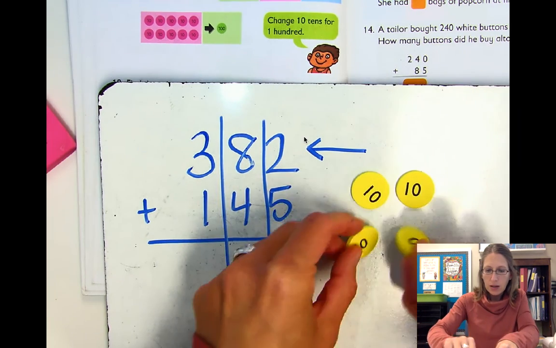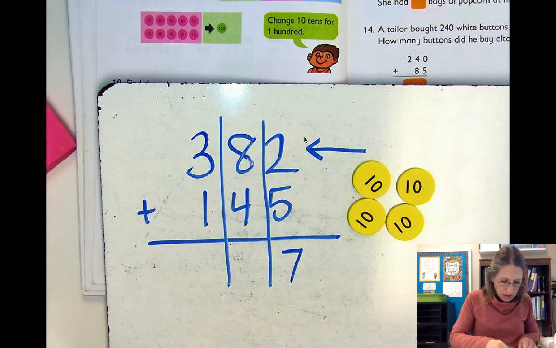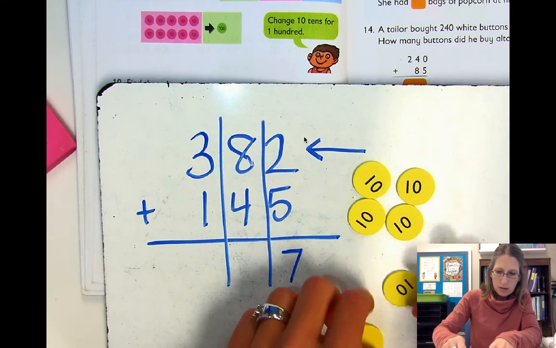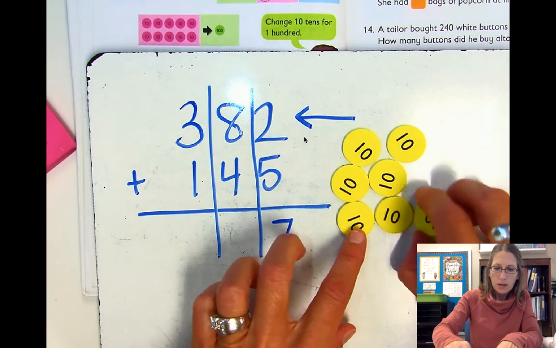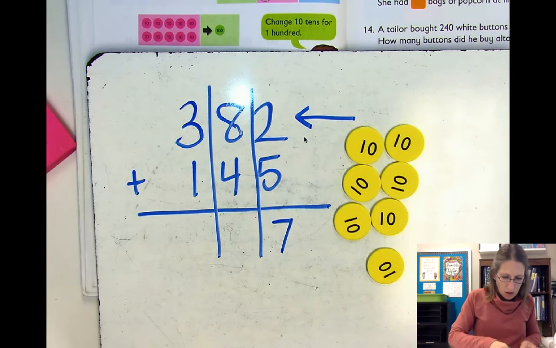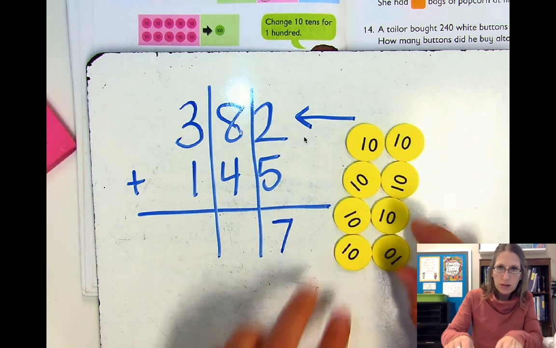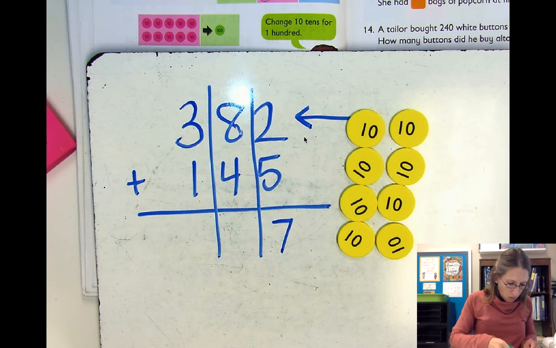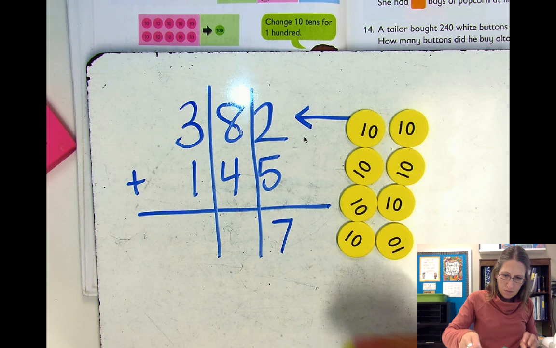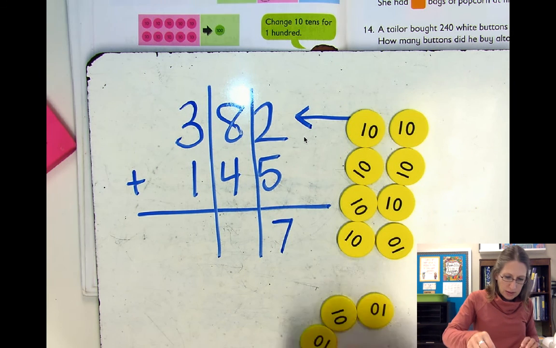Here, let me get my 8 tens out. There's 4 tens. And let's see. Okay, so there's my 8 tens. This is kind of what we started with here. So we have our 8 tens, but now we're adding 4 tens. I'm going to add 4 more tens to this.